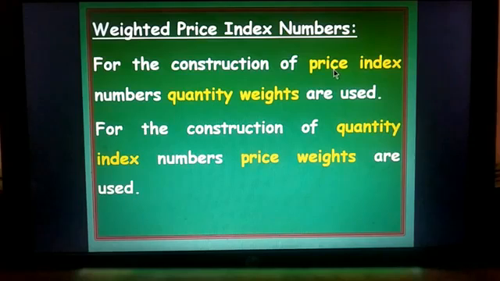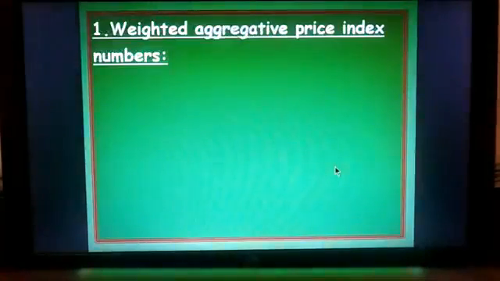So you need to remember, if you are calculating price index numbers, then quantities you will be using as the weights. In case of construction of quantity index numbers, you will be using price as the weights. So like unweighted index numbers, how we had simple aggregative and simple average of relatives, in weighted index numbers also we will have weighted aggregative and weighted average of relatives as the classification we have learnt in the previous class. So in weighted index numbers, let me consider first classification as weighted aggregative price index numbers.